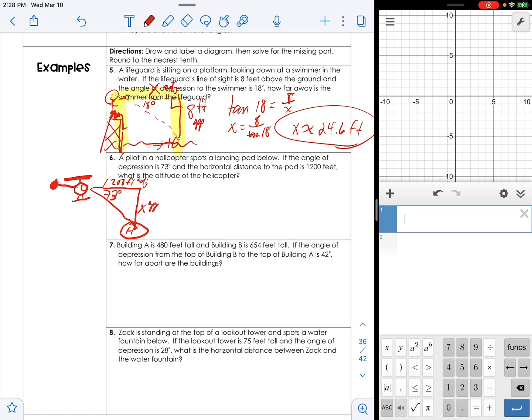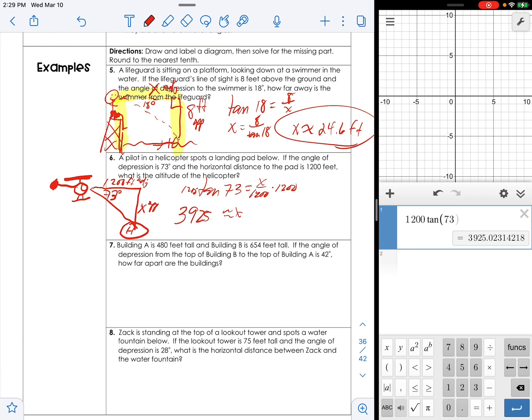Well, this is opposite. That is adjacent. OA, so that's tangent of 73 equals X over 1,200. So multiply by 1,200 on both sides to get rid of it. X is approximately 1,200 times the tangent of 73 degrees. That is 3,925.0 feet high. There you go.